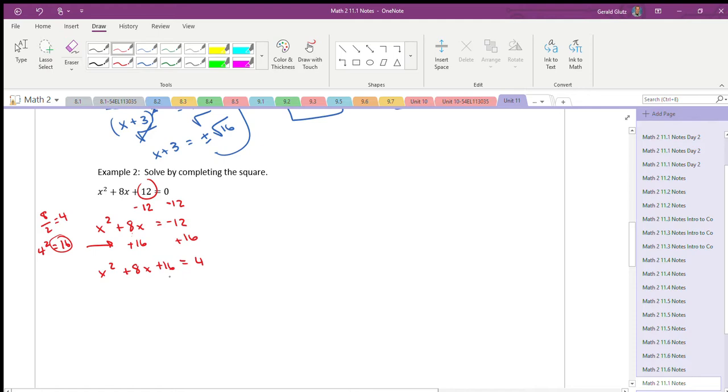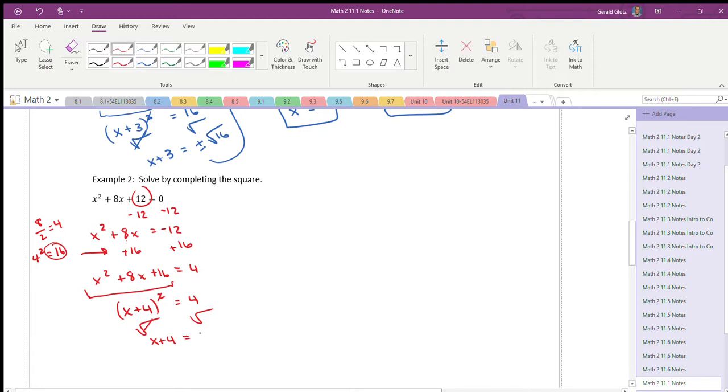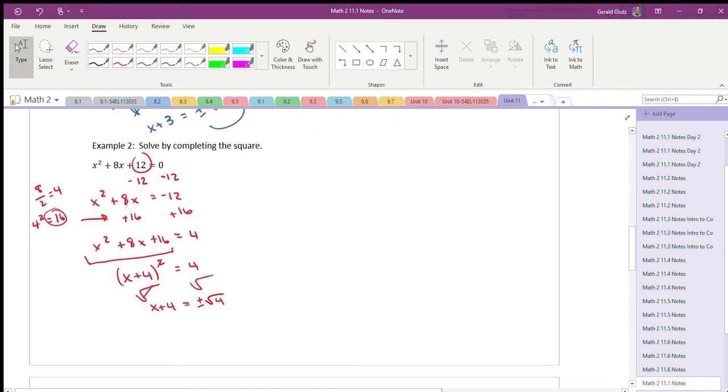Now that I've completed the square on this side, I can factor it into a perfect square. Half of 8 is 4, square root of 16 is 4. So I know I'm going to have x plus 4 squared is equal to 4. If I'm trying to solve for x, I want to get rid of this squared because I just want x by itself. If I have just something squared on one side, I can take the square root. The square root and the squared cancel each other. So x plus 4 equals the square root of 4. But remember, don't forget that plus or minus. Anytime you take the square root, it's always got to be plus or minus.